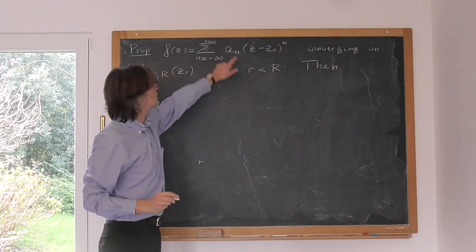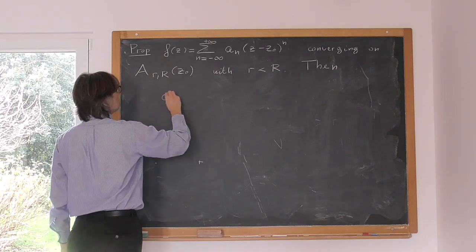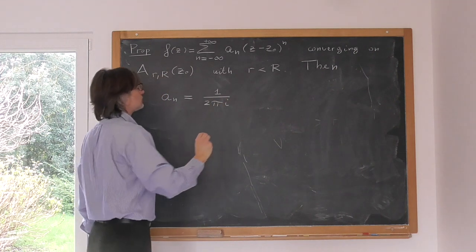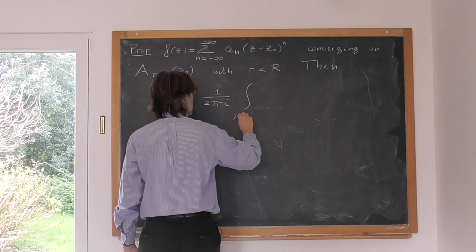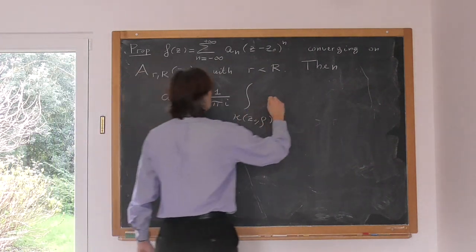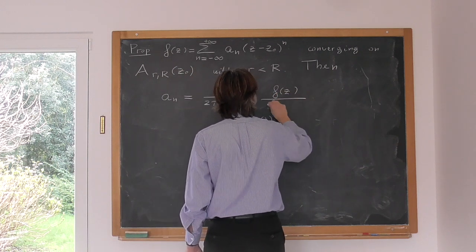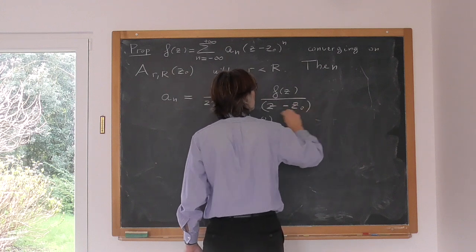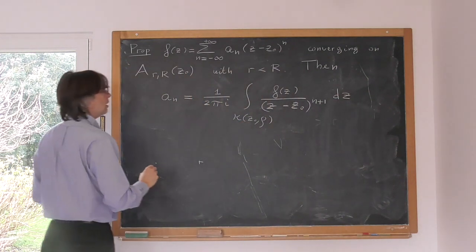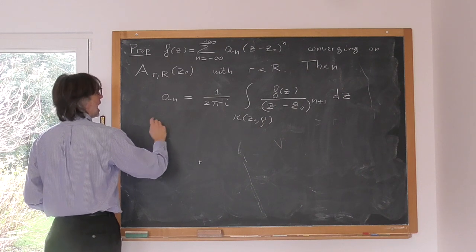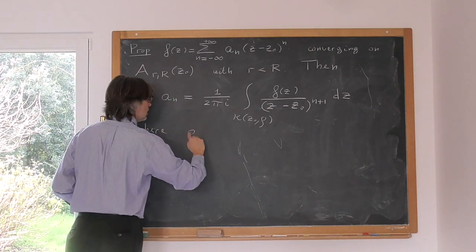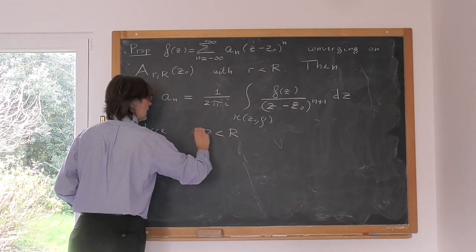Then we can express these coefficients a n by the following formula. a n is 1 over 2 pi i times the integral over the circle k centered at z0 with radius rho of f of z divided by z minus z0 to the power n plus 1 in dz, where here this rho is any number between small r and big r.